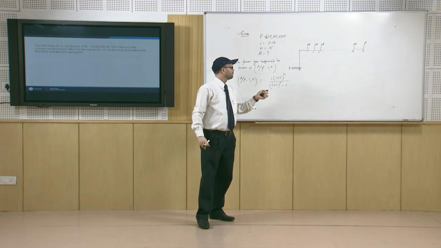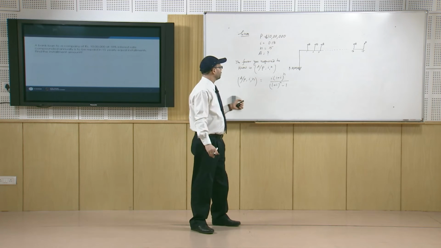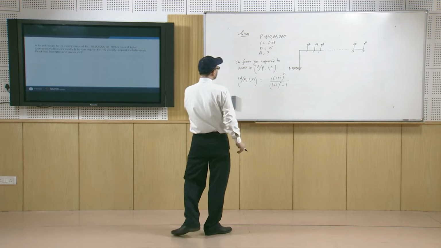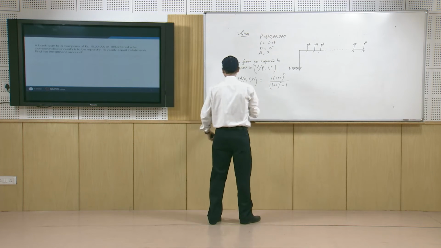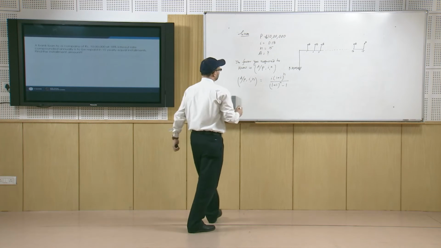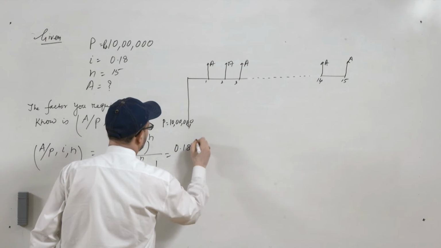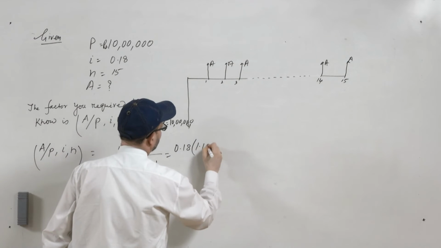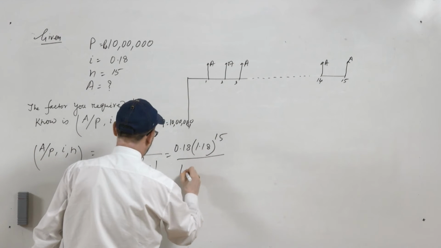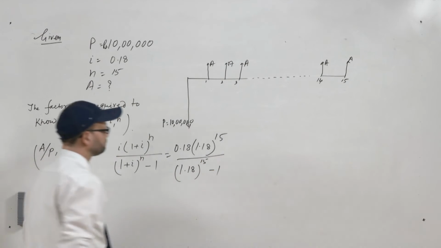Basically, the bank is recovering its capital. So, equal payment series capital recovery factor will be used in this case. Now, this is the factor, and the value of this factor we will calculate. I is 0.18 into 1.18 raised to the power 15 divided by 1.18 raised to the power 15 minus 1.